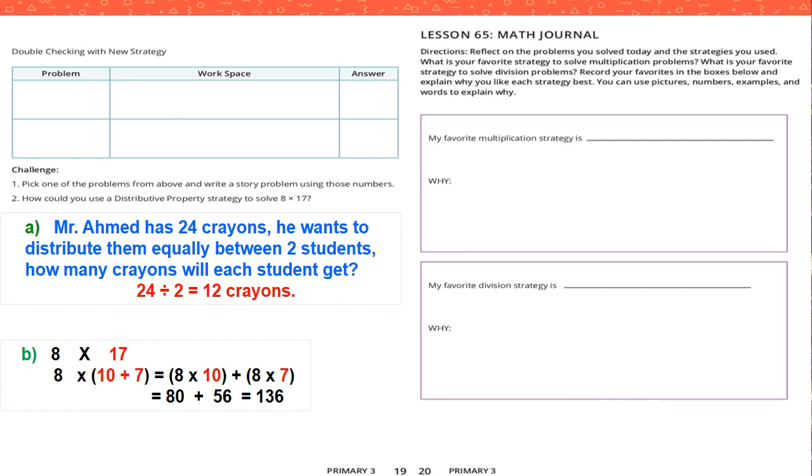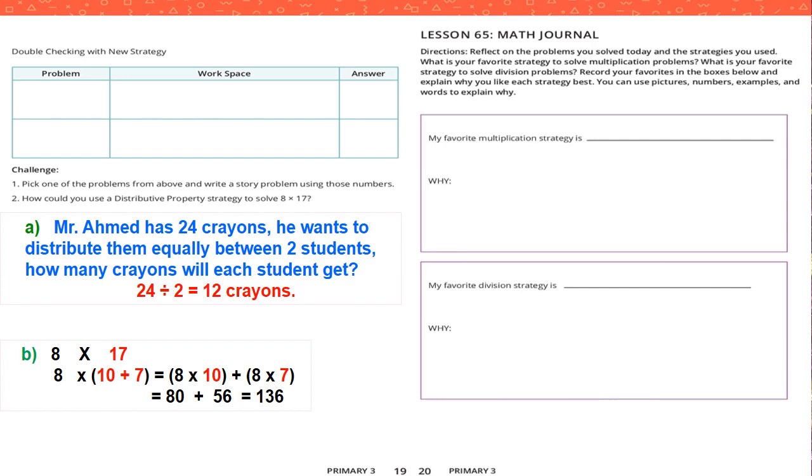Here the challenging part. He wants me to write a story problem using numbers from the previous questions. I will give you a story problem and you can write this or any other story problem. Mr. Ahmed has 24 crayons. He wants to distribute them equally between 2 students. How many crayons will each student get? So here I have 24 divided by 2. It will give me 12 crayons.